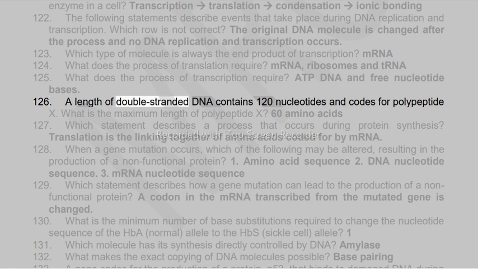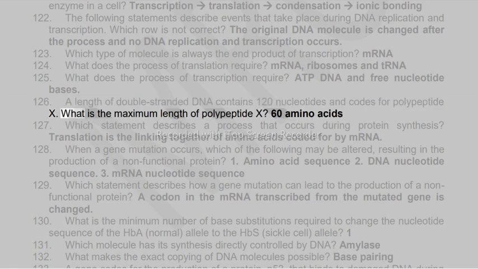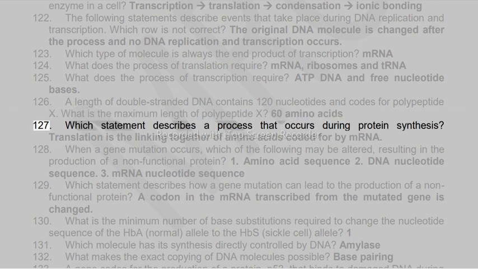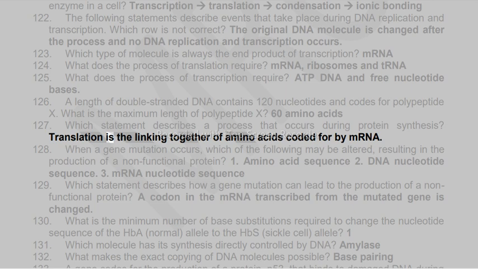126. The length of double-stranded DNA contains 120 nucleotides and codes for polypeptide X. What is the maximum length of polypeptide X? 60 amino acids. 127. Which statement describes a process that occurs during protein synthesis? Translation is the linking together of amino acids coded for by mRNA.